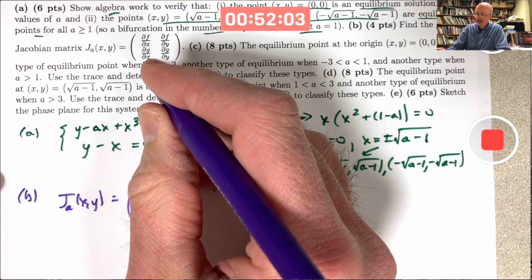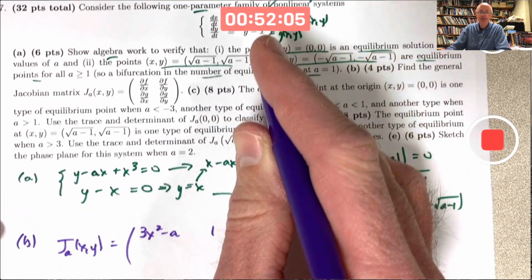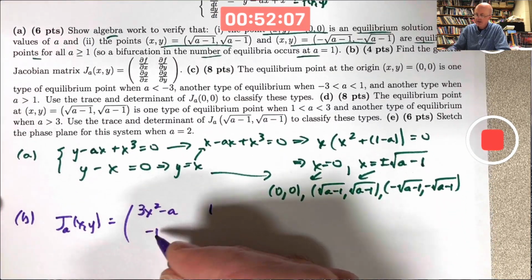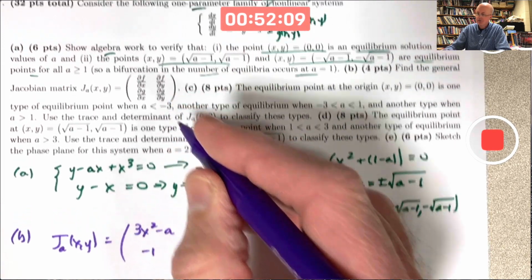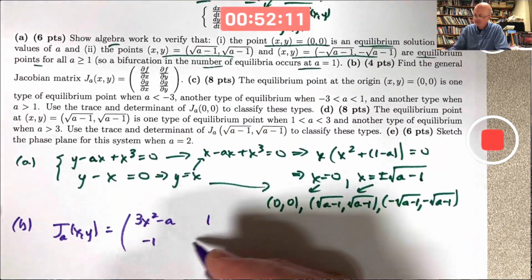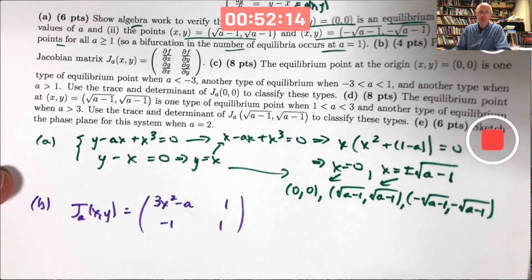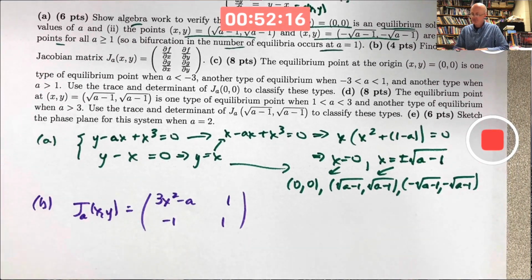Partial of g with respect to x is in the lower left. That's negative 1. And partial of g with respect to y is in the lower right. That's positive 1. That's part B. That's the general Jacobian matrix.